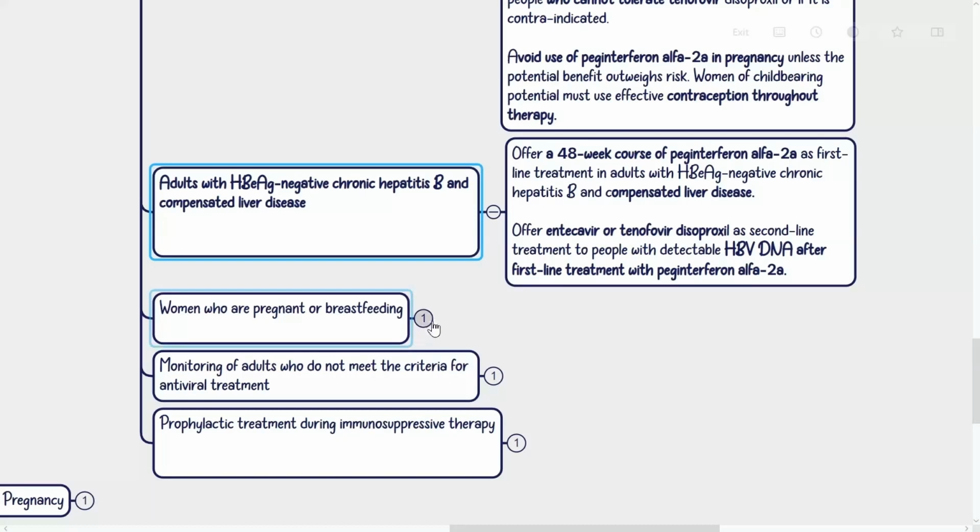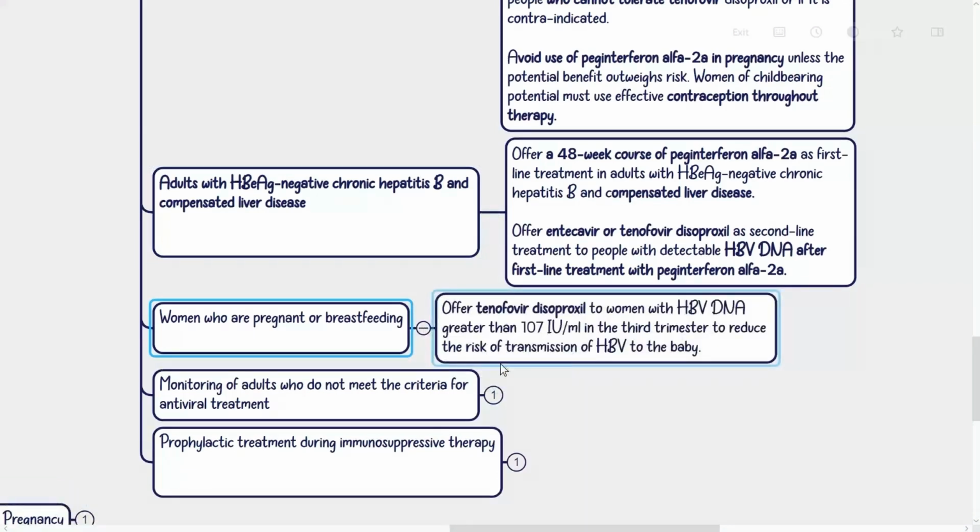Adults with hepatitis B e antigen negative chronic hepatitis B and compensated liver disease. Offer a 48-week course of peginterferon alfa-2a as first-line treatment in adults with HBeAg negative chronic hepatitis B and compensated liver disease. Offer entecavir or tenofovir disoproxil as second-line treatment to people with detectable HBV DNA after first-line treatment with peginterferon alfa-2a. Women who are pregnant or breastfeeding.